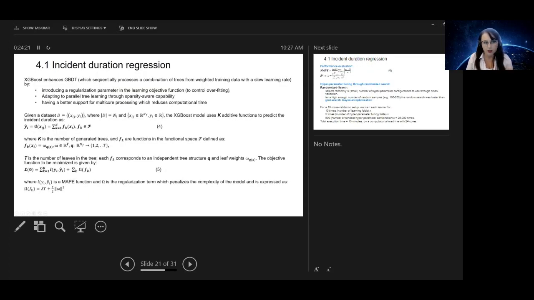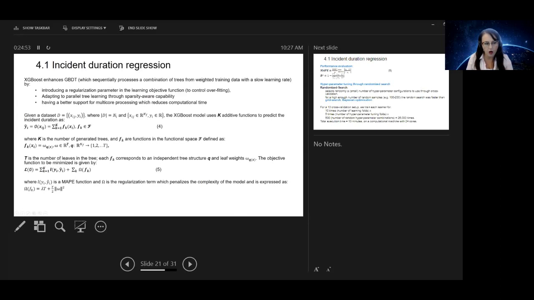In terms of the XGBoost, why did I say it's a bit special? It's an enhancement of GBDT, simply because it has a regularization parameter in the learning objective function, right? This is mostly to control overfitting. It's very good for parallel tree learning, if you have multi-core processing. The interesting part is that this model uses a sum of additive functions. As you can see here, F, right? Based on one function for each generated tree that you have.